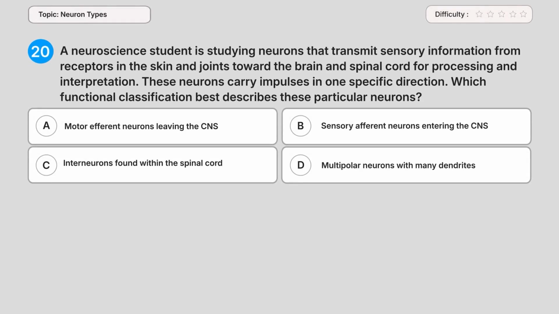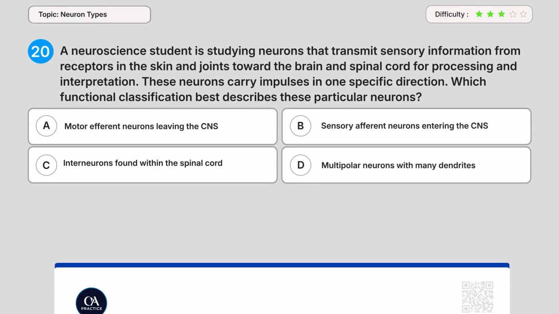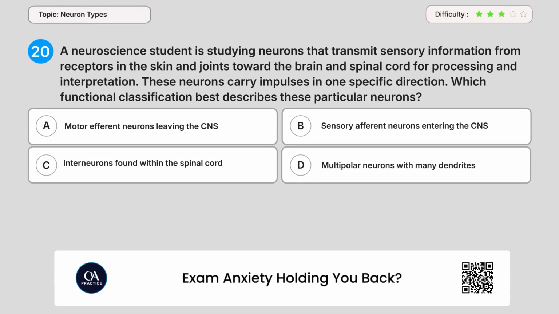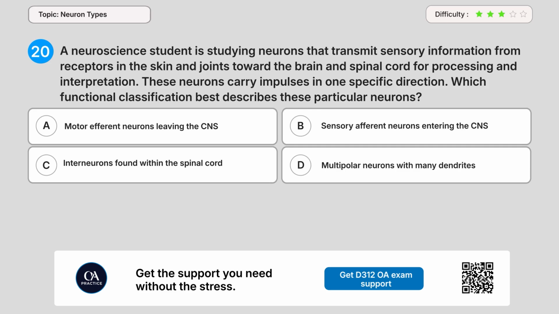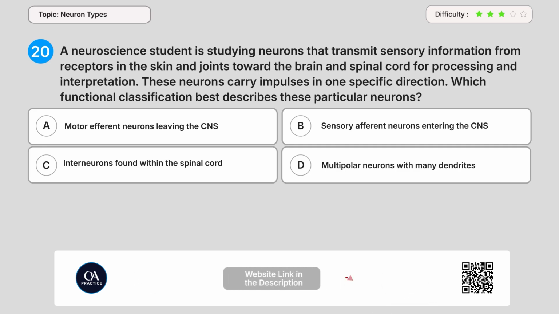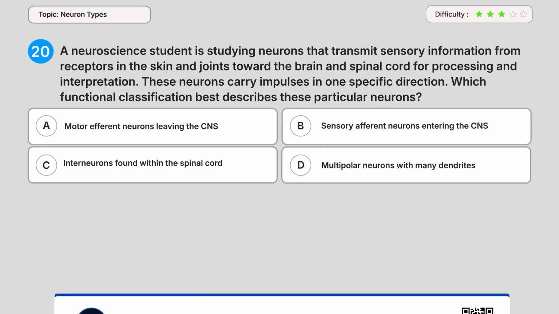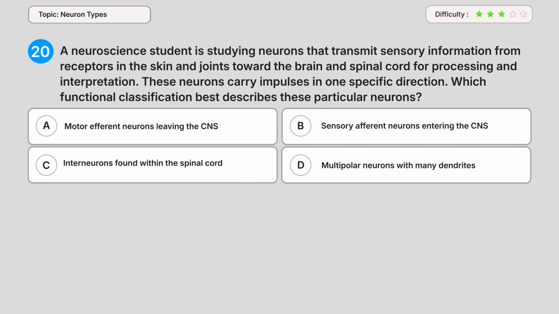20. A neuroscience student is studying neurons that transmit sensory information from receptors in the skin and joints toward the brain and spinal cord for processing and interpretation. These neurons carry impulses in one specific direction. Which functional classification best describes these particular neurons?